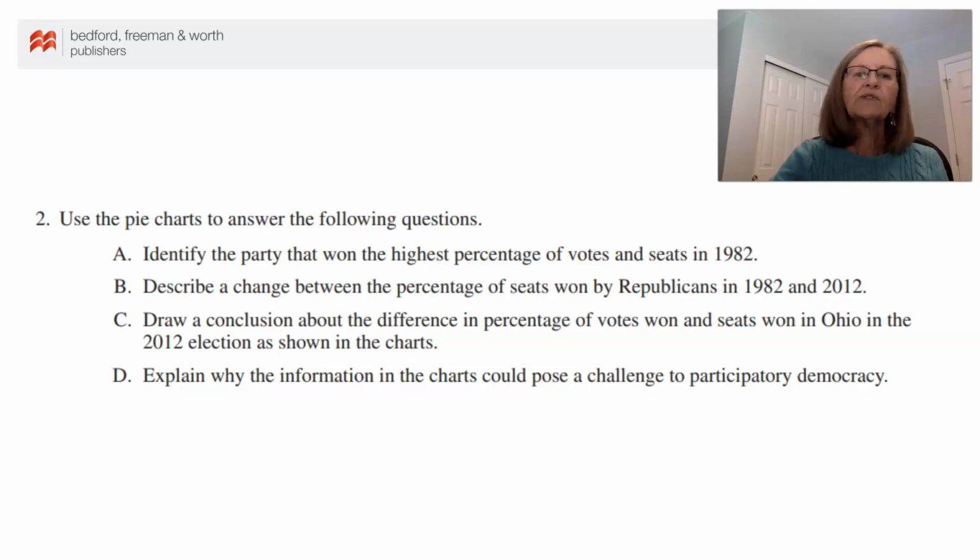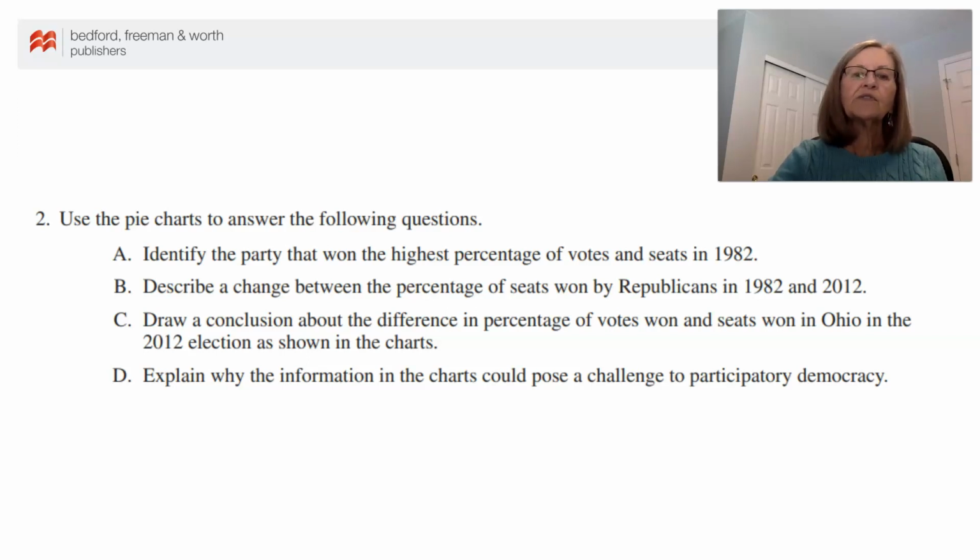Part C requires students to draw a conclusion based on the data. This question asks students to draw a conclusion about the difference in percentage of votes won and seats won in Ohio in the 2012 election as shown in the charts. A good response would state, Democrats only won 25% of the seats in Ohio in 2012, even though they won 48% of the votes. This might be because of gerrymandering. Note that this response uses data and draws a conclusion about the impact of gerrymandering.